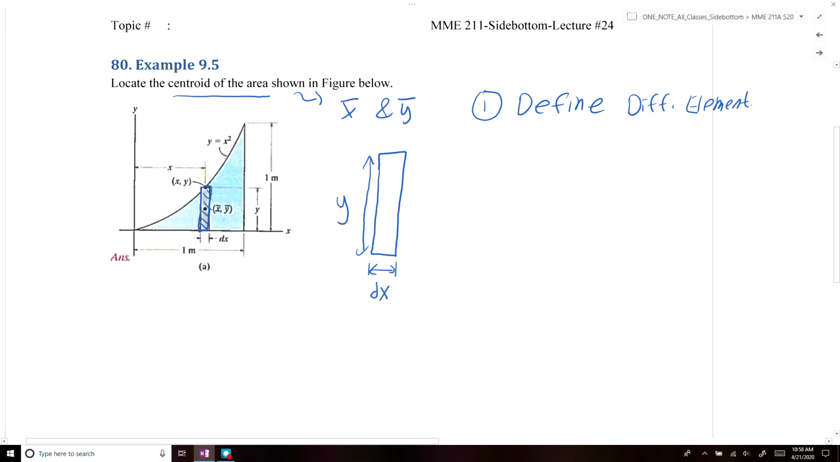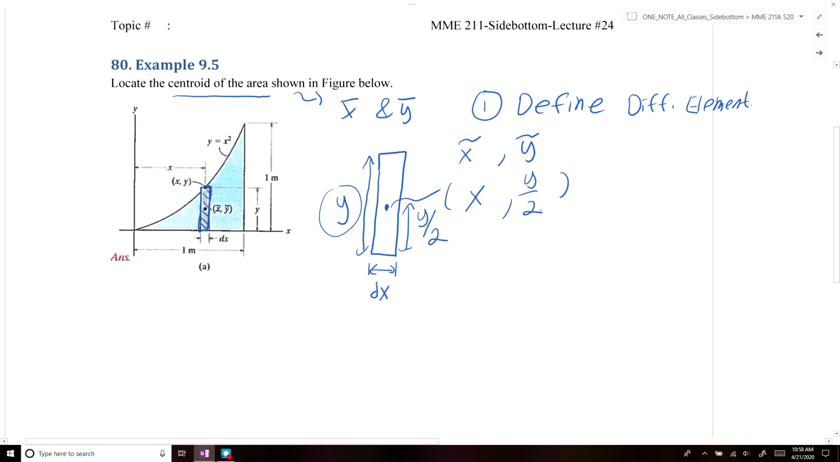Now for our differential element, we also want to define what is the centroid of our differential element. So the centroid of our differential element, this is our x tilde and our y tilde, will occur at the x coordinate, just the location in x, and then our y tilde would be equal to the height of our element divided by 2, which would be equal to y over 2.